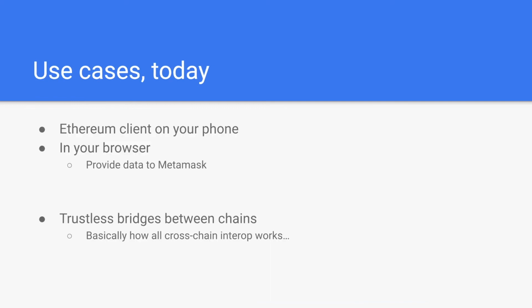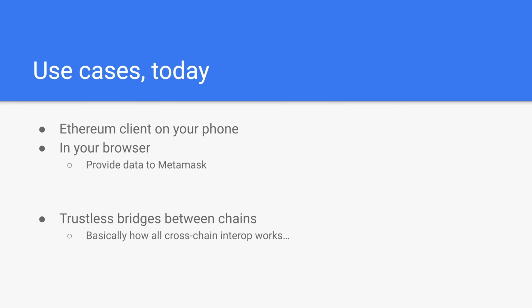And that unlocks a lot of use cases, even today, right? The obvious one is having an Ethereum client on your phone or in your browser. Rather than having MetaMask reach out to Infura, MetaMask can wrap a light client, which then reaches out to this decentralized network. It also facilitates trustless bridges.